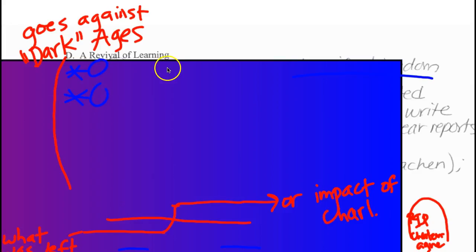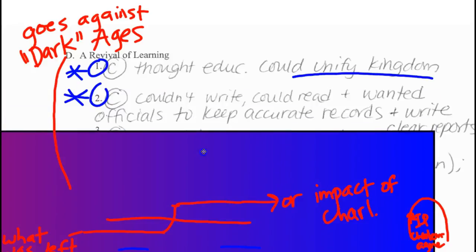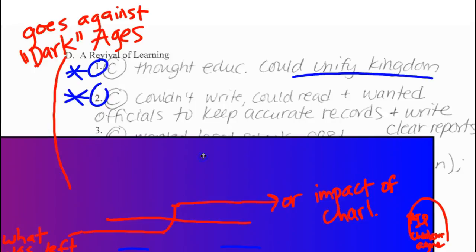On page 3, we have a section that goes contrary to the name Dark Ages, and it talks about why Charlemagne thought learning was important, what he did to bring it back. Number 1's important, so make sure you have that fact on your paper, what he thought education could do. Number 2 talks about his educational status. He couldn't write, but he could read.